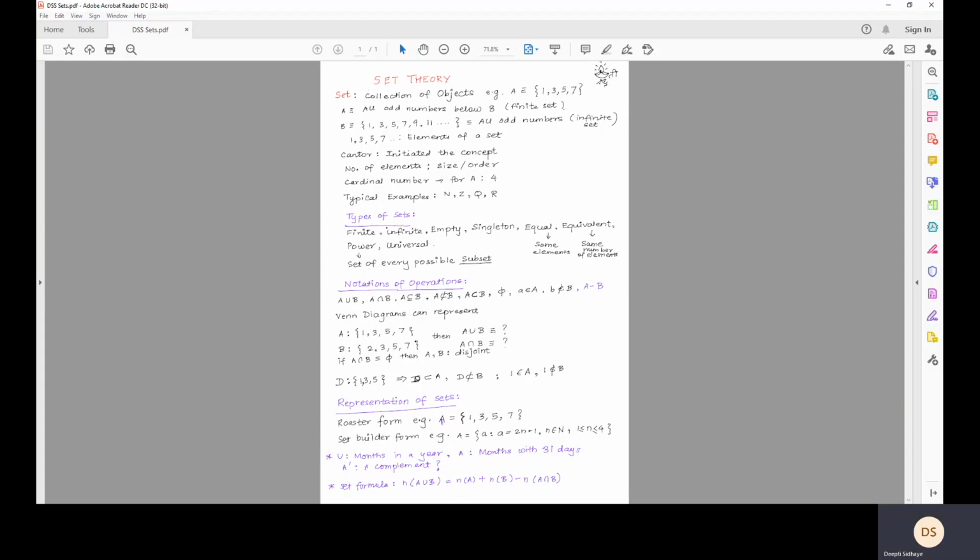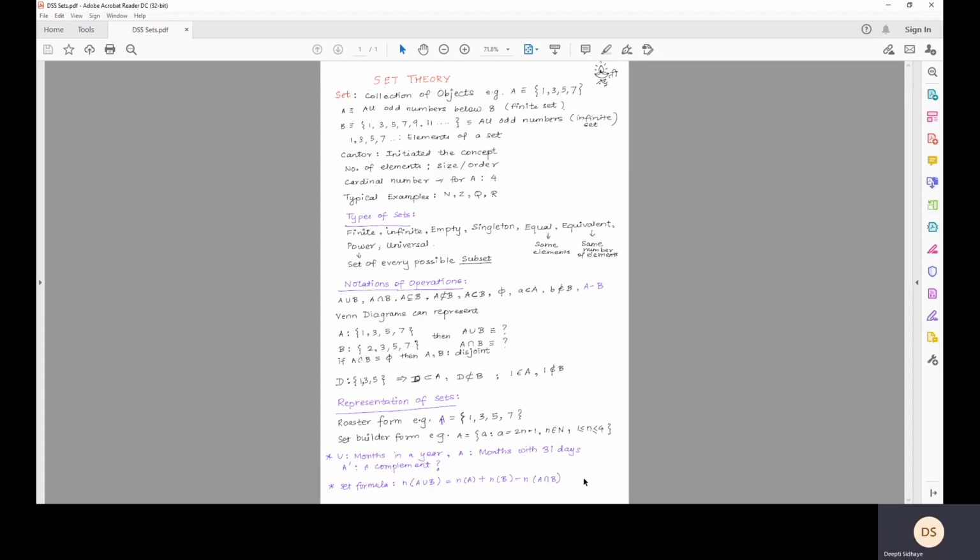Now there is a set formula as well. So if n denotes the number of elements, the number of elements of A union B is the sum of the number of elements of A, the number of elements of B, and you have to subtract the number of elements in A intersection B. So this is a simple set formula.